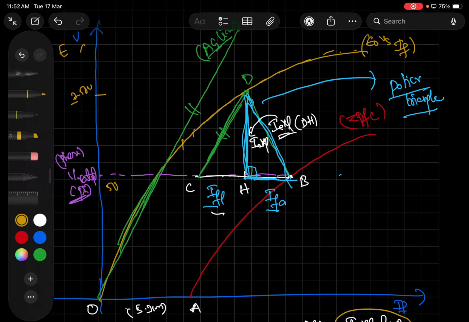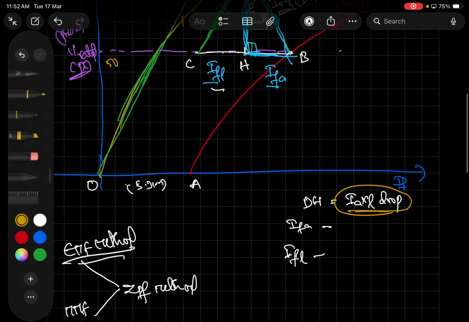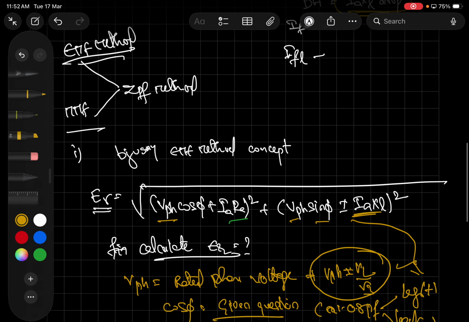We have to take the corresponding values here. So this is the difference between the D value minus H value. It is the DH length here. This is the IAXL drop. Whatever the IAXL drop is there, that I have to substitute here in the formula.